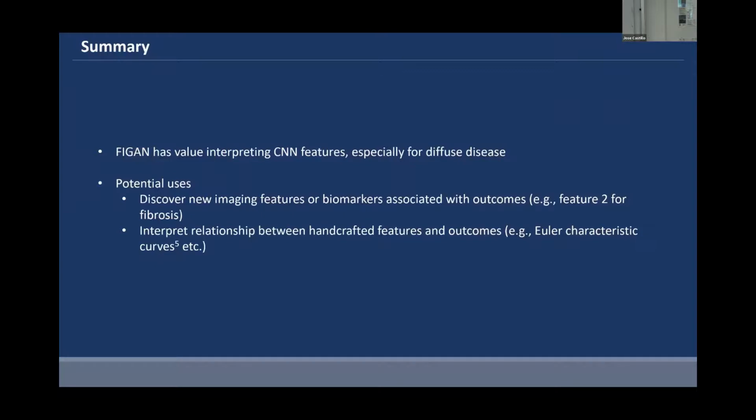So in summary, it definitely has value in interpreting CNN features. We want to push this forward. It's been on hiatus lately, but we really want to publish this eventually. Some potential uses: it can be used to discover new imaging features, right? New features that we've never seen before, such as feature 2 for fibrosis. I mean, we weren't expecting that.